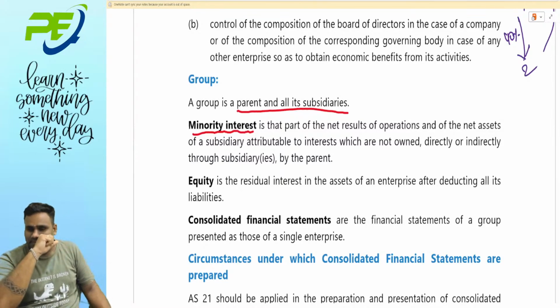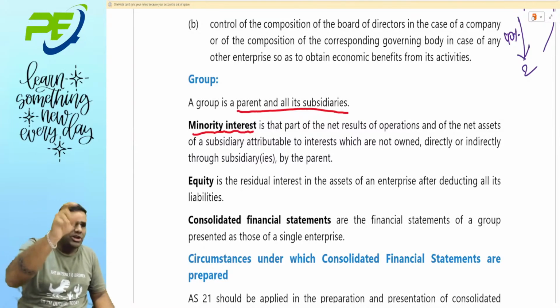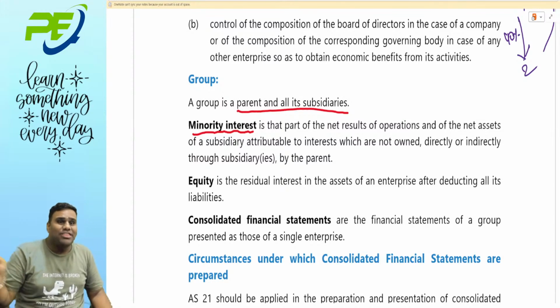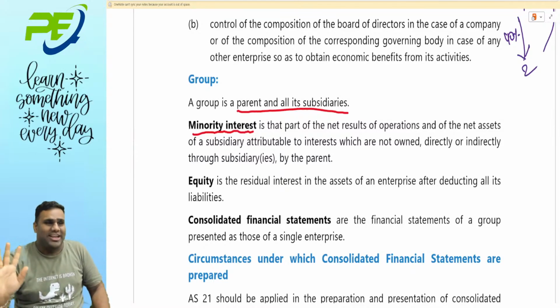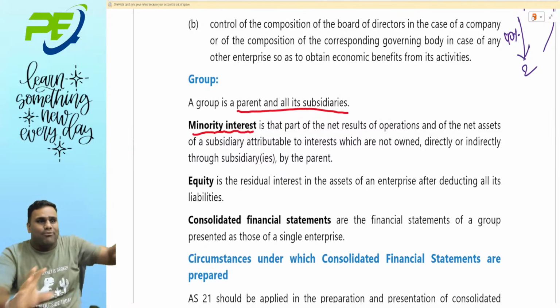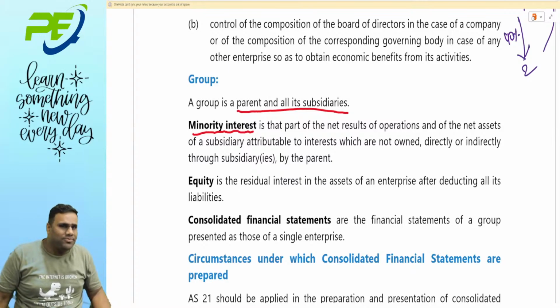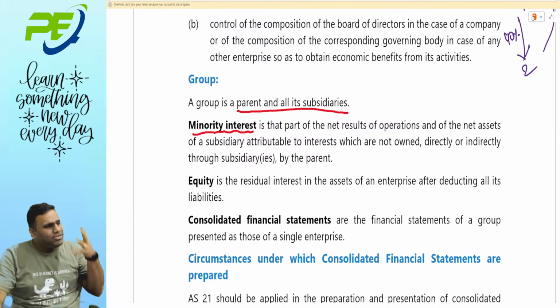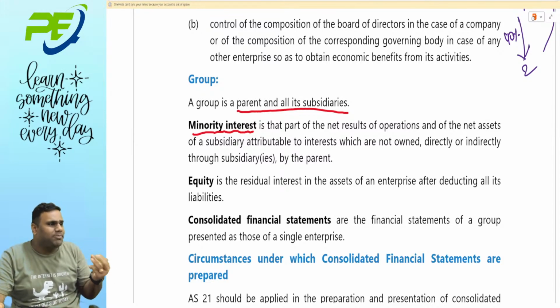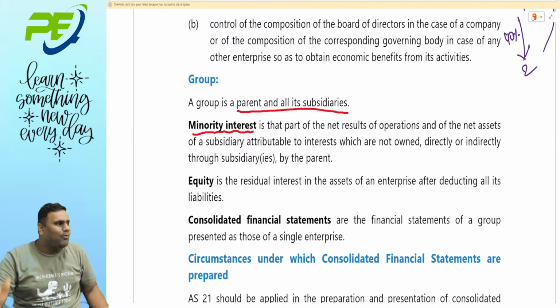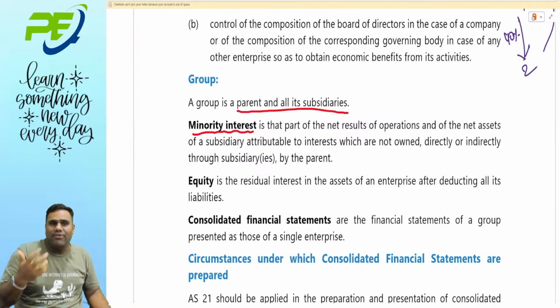So now, if I am holding 80% share in Reliance, someone else is holding 20%, they are minority. So other than holding, whatever share is there in the subsidiary, it is minority, minority interest. So a lot of times, the holding company dominates the subsidiary. Whatever they want, they can do, because more than 50% they are having.